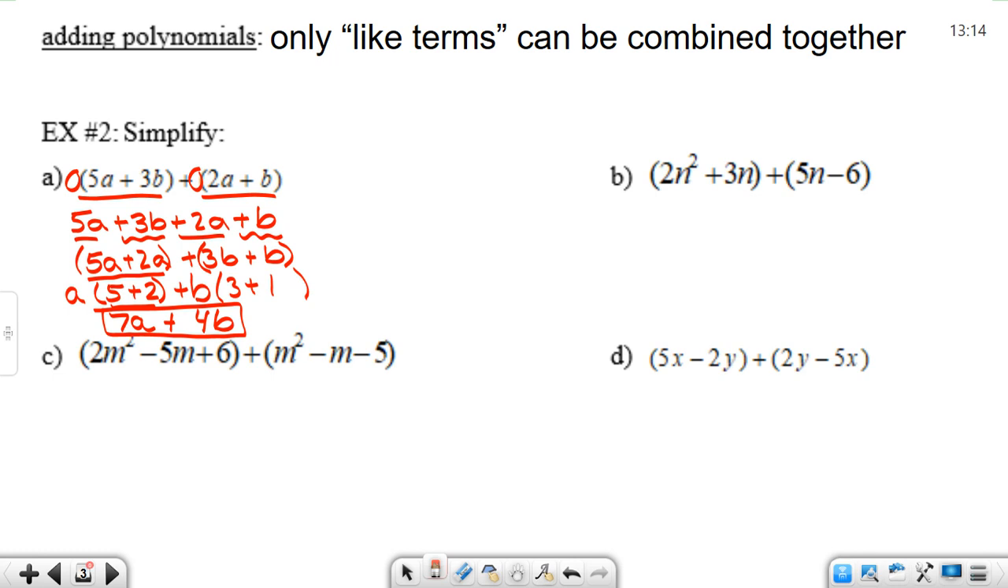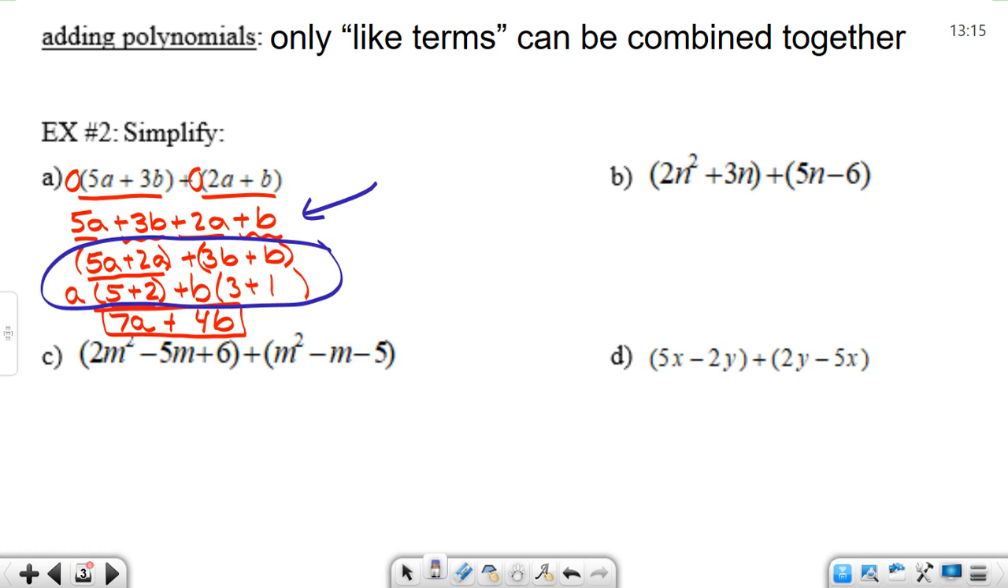Now, as I said before, guys, I will not require you guys to do those steps. Most of you can probably look right here and say, okay, I see the like terms. I'm just going to do 5a plus 2a, which is 7a, and 3b plus b, which is 4b. That's what a lot of us will do. Perfectly fine. I was just going to show you guys on this first one the full mathematical method.